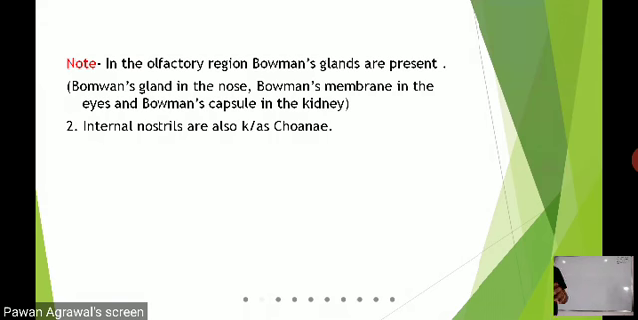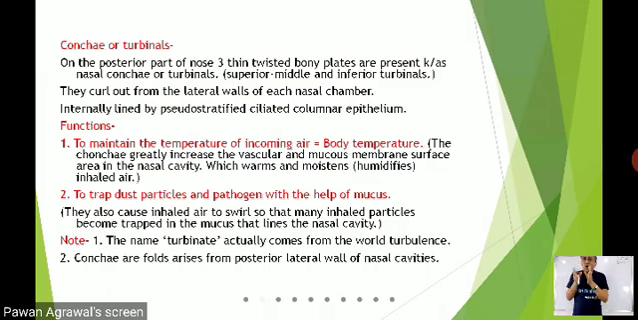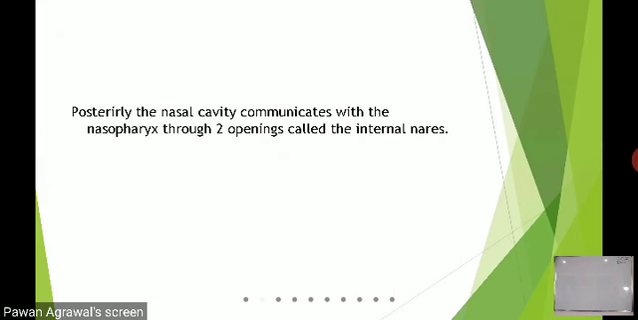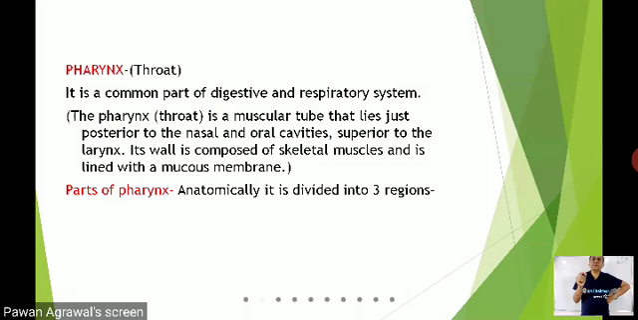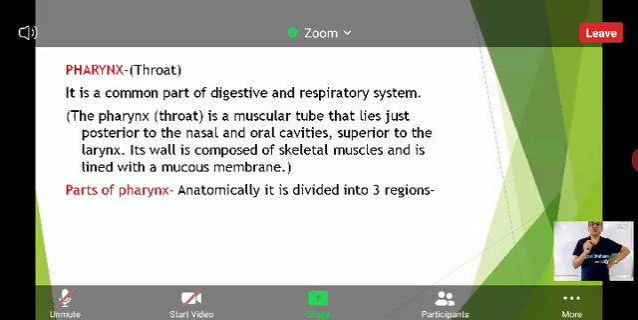Getting? Now see, we have discussed on the posterior end and on the lateral wall, three bronchial terminals are present. Their function is, first, to equalize the temperature of incoming air with the body temperature. Second, to trap the dust particles and pathogens in the mucus. They arise from the posterior lateral wall, where the opening of the internal nostrils is present, in the nasopharynx.